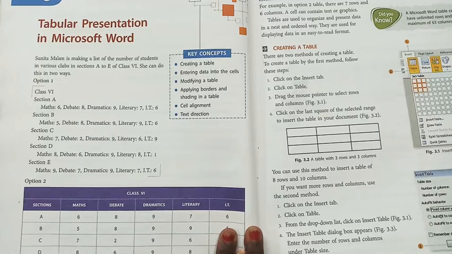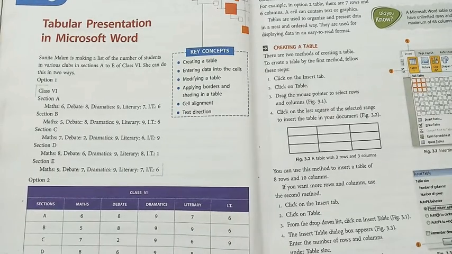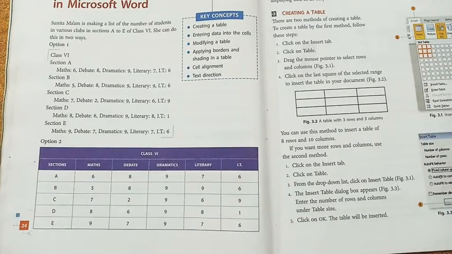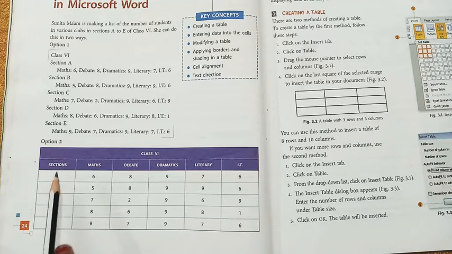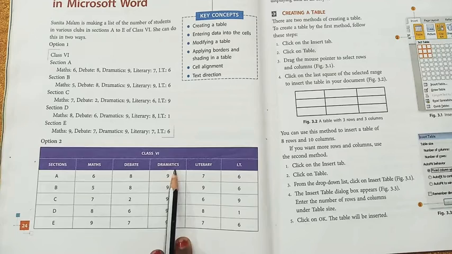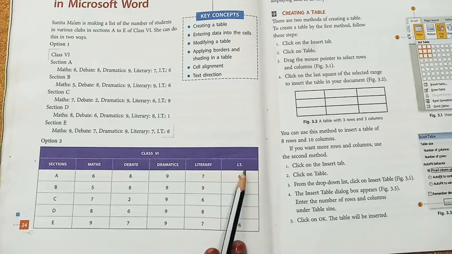Okay, table structure means you can insert many different numbers of rows and columns with the help of Microsoft Word. Suppose look at this picture. This is a picture of something about class 6th. Here you can see many rows and columns. The columns are called sections, maths, debate, dramatic, literary and IT. So these are the different columns.